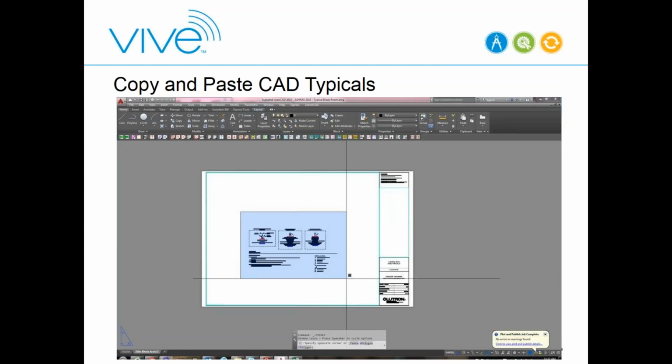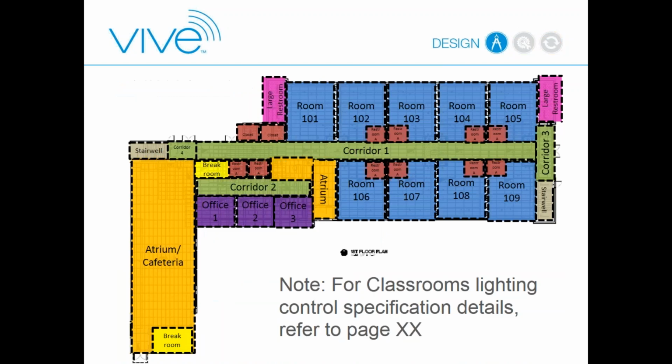Then, again, literally copy and paste those spec typicals into your title block diagrams to call out for the room. So if you're doing your code base, pick that room type, copy and paste it throughout, and then add that same type of note that we mentioned before. For classrooms, lighting control specification details, refer to the page that you've got it attached to. So again, that's as easy as it needs to be to get your basic code compliant solution for those room types.